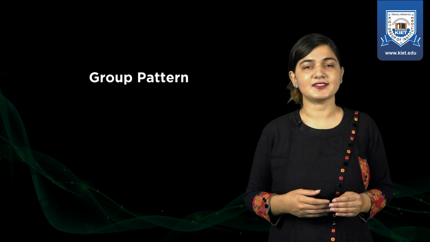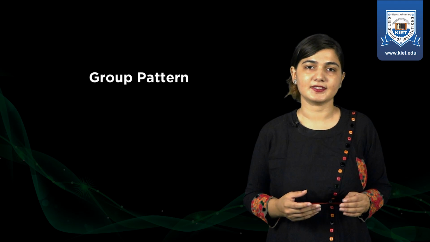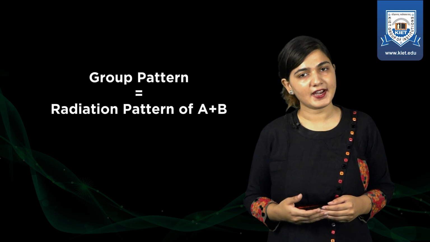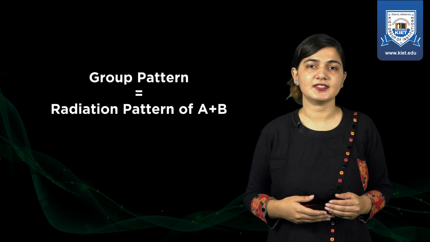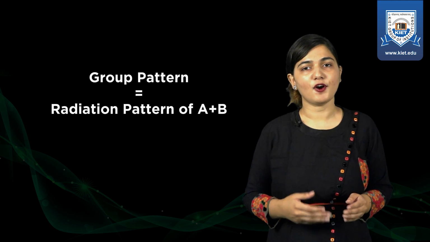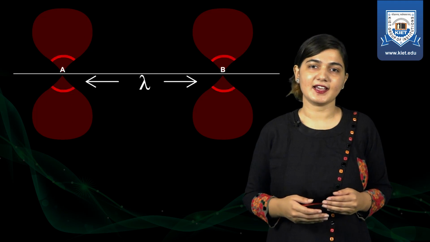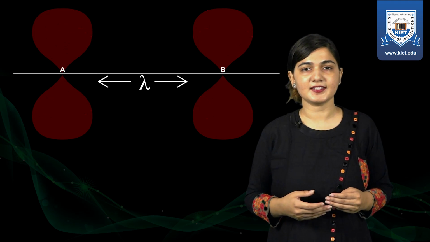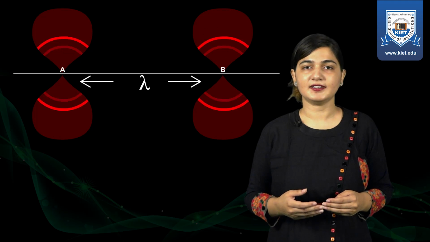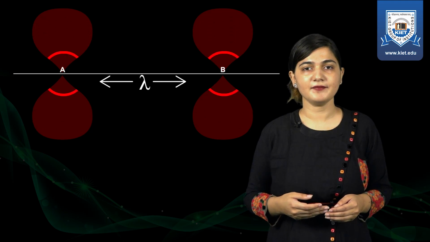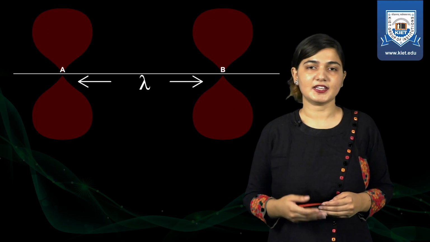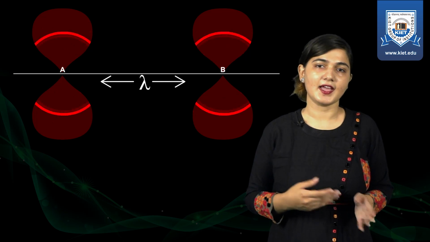So now we are considering the group patterns. So when I need to find out the group pattern, I will see the radiation pattern of antenna A and antenna B. So now antenna A and antenna B are lambda distance apart and we know that there is no phase difference between them. We can verify it from the radiation pattern of antenna A and antenna B. So the output radiation pattern of antenna A and antenna B would look like this.